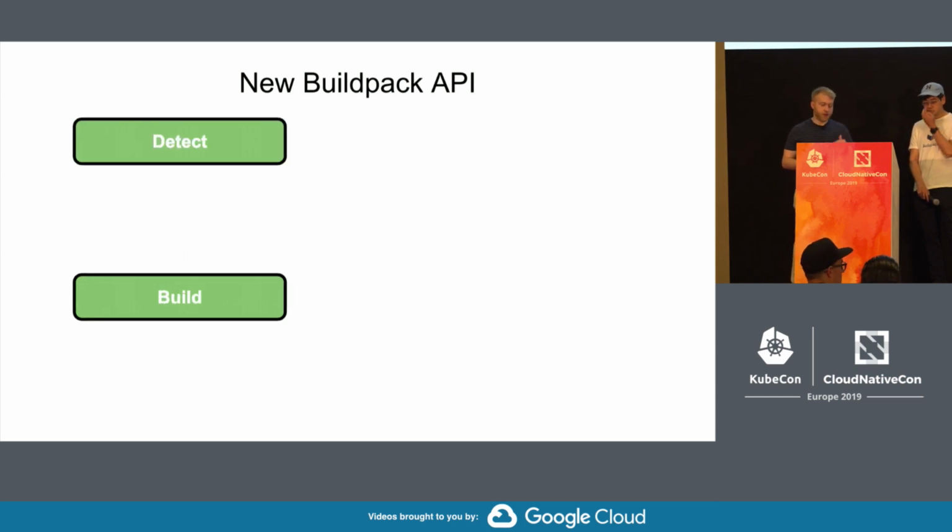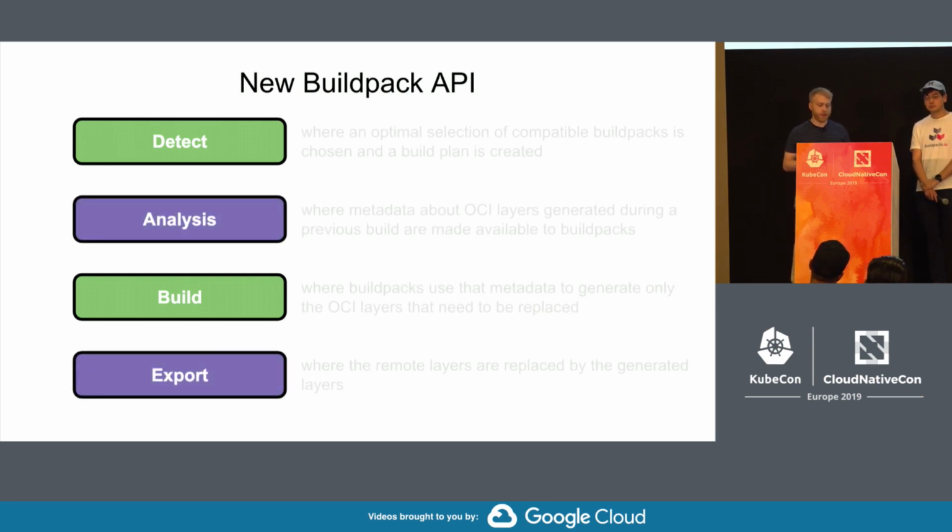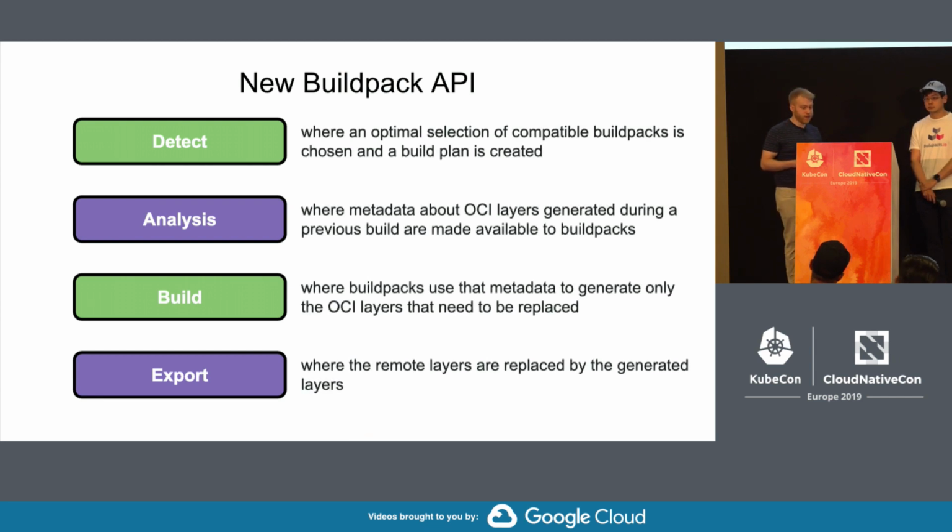In addition to these two steps, there are two infrastructure steps that are handled by the platform. I'll run through everything. In the detect phase, an optimal selection of buildpacks that apply to your app is chosen, and some metadata is generated about what those buildpacks are going to do during the build phase. During the analysis phase, if there's an image from a previous build, we pull metadata about that image and its layers, so that during the build phase the buildpacks can decide to rebuild only the layers that actually need to change and leave the layers that don't need to change on the registry. Those layers don't even have to get downloaded.